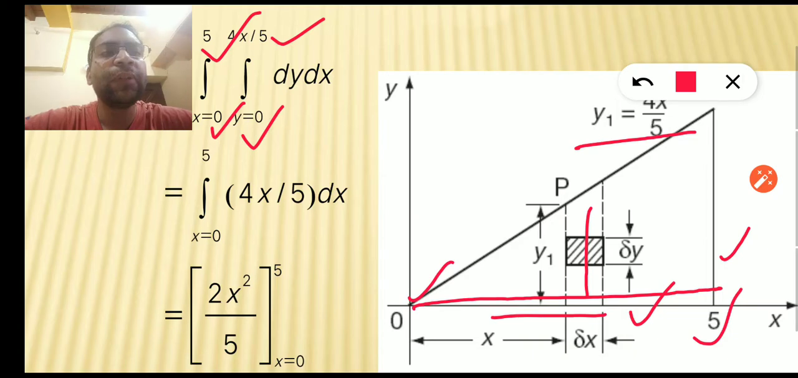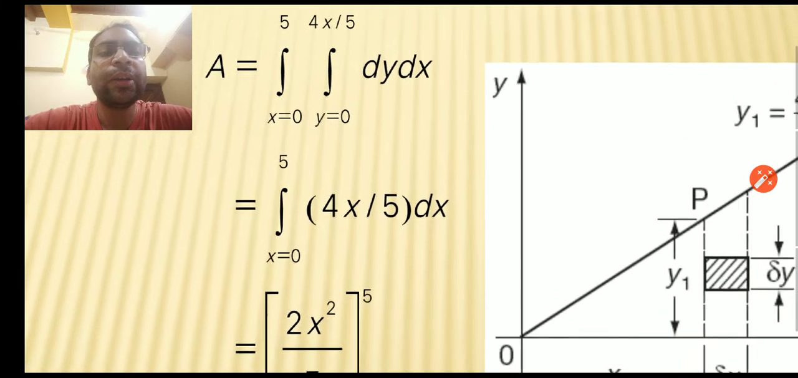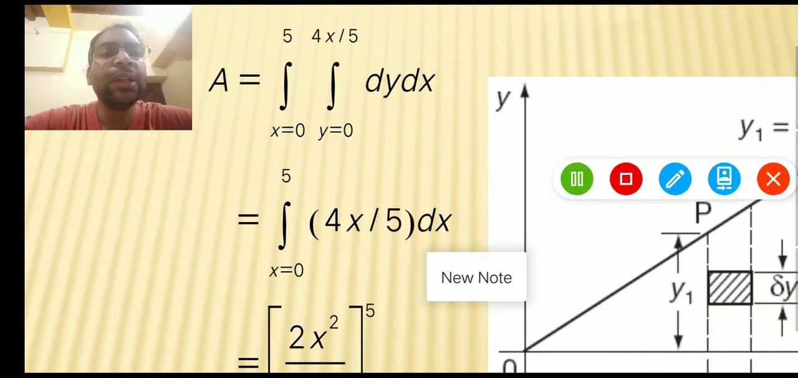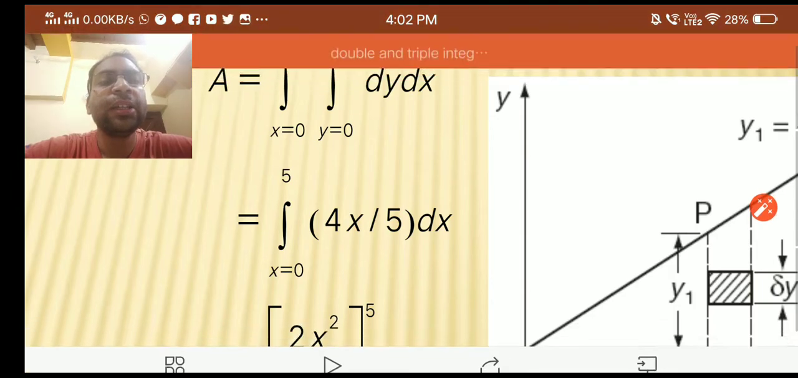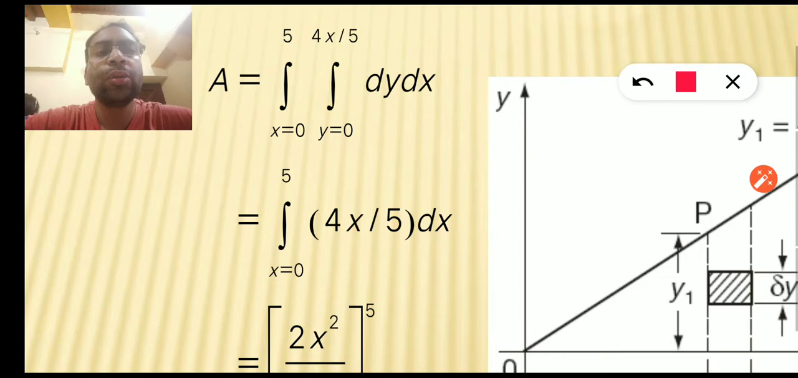For the evaluation, we have seen that the integral should be evaluated in a way that we should evaluate the inner integral first. So in this case, we'll evaluate dy first. For the dy, this is a constant. We'll keep it, the integral will be y. Whenever we apply the limits, b minus a, this will be 4x upon 5.